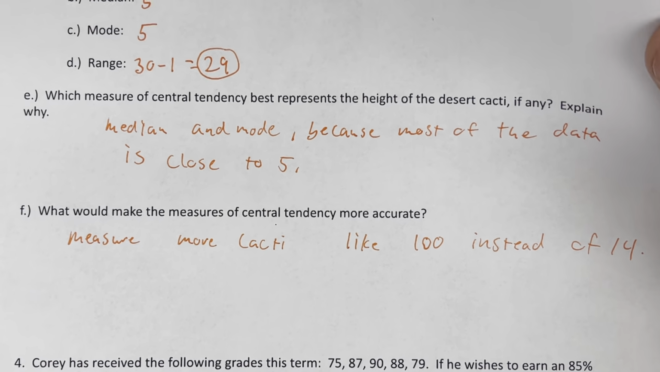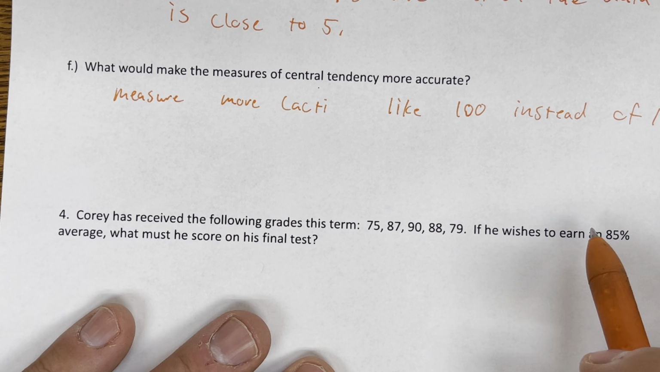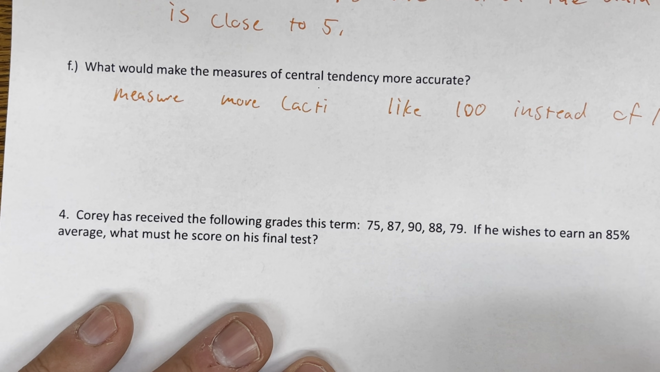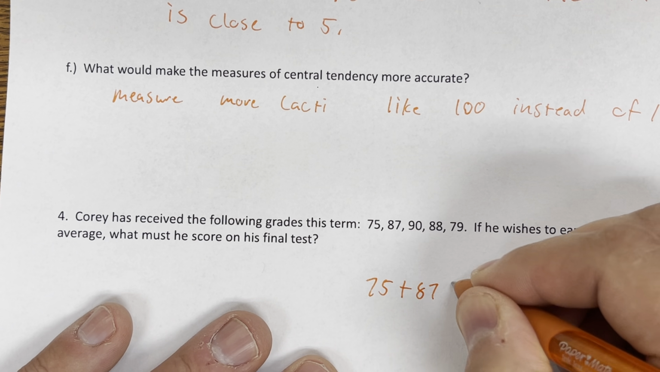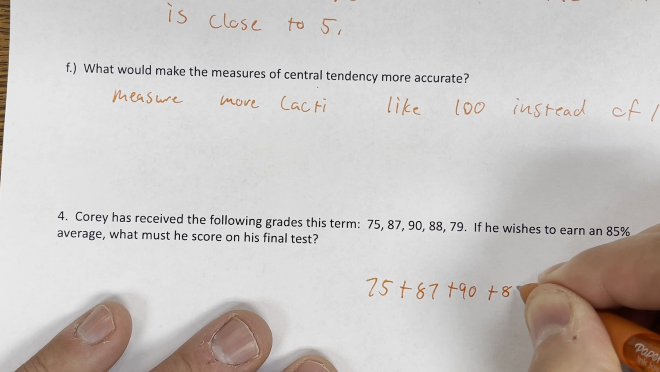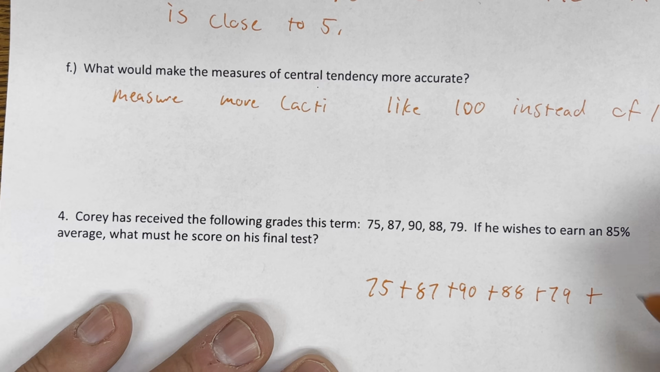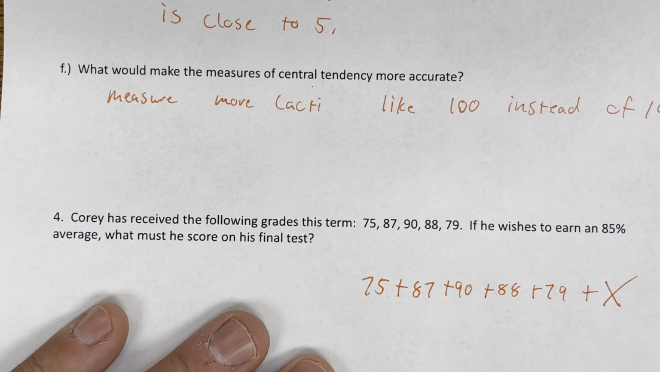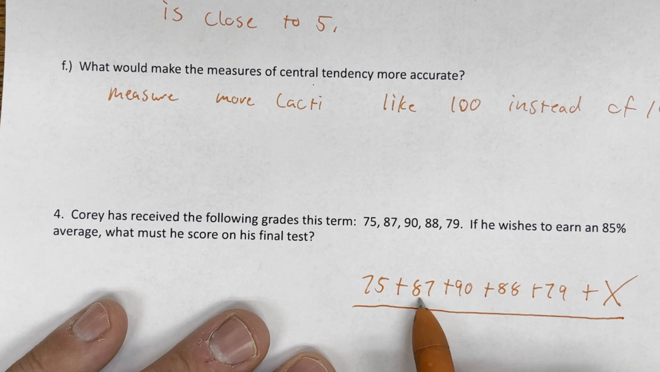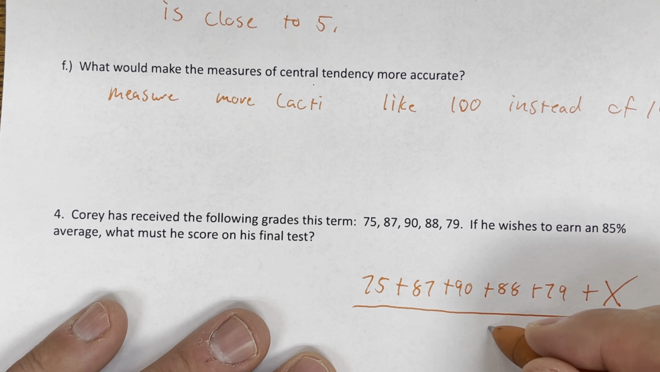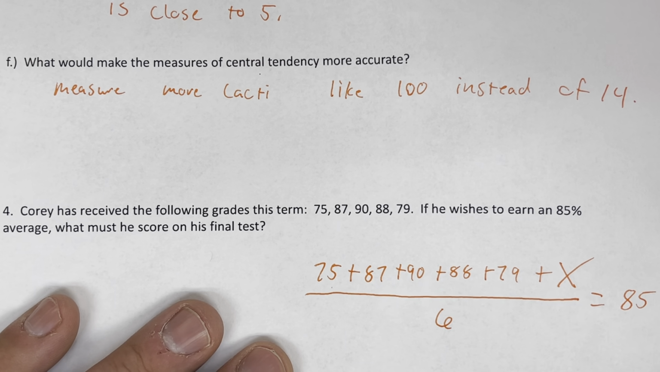All righty. Our last example says, Corey Harris received the following grades this term. If he wishes to earn an 85% average, what must he score on the final test? So right now I have a 75 plus an 87 plus a 90 plus 88 plus 79 plus the last one that we haven't taken, that's X. And then I'd have to divide that by the number of tests that would be taken. 1, 2, 3, 4, 5, 6, and that has to equal an 85% average.